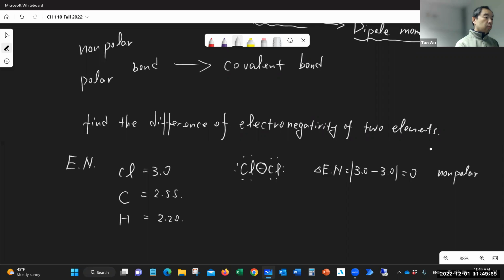And then you will see, okay, how about the carbon and hydrogen bond? The difference over here, carbon is 2.55, subtract the hydrogen 2.20, and the difference gives us 0.35. Well, 0.35 still belongs to nonpolar. I'm going to tell you why.